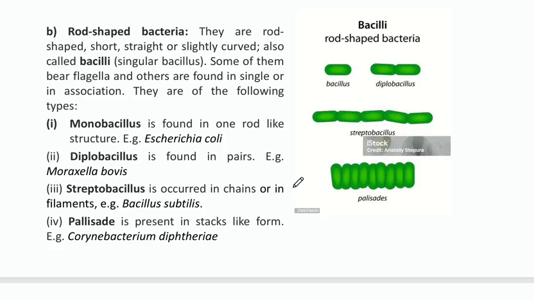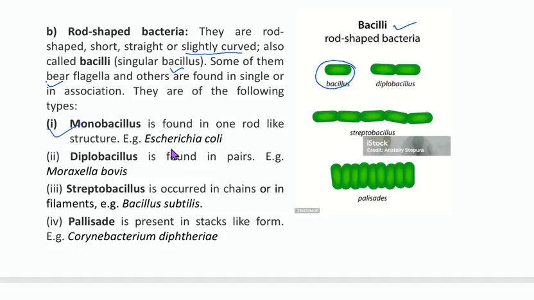Let's move on to the next type, that is the rod-shaped bacteria. Rod-shaped bacteria are short, straight, or slightly curved, and they are called bacilli. In singular, it is termed bacillus. This is the bacillus, and some of them bear flagella, so they may be motile also. Others are found singly or in association, like the Coccus bacteria.